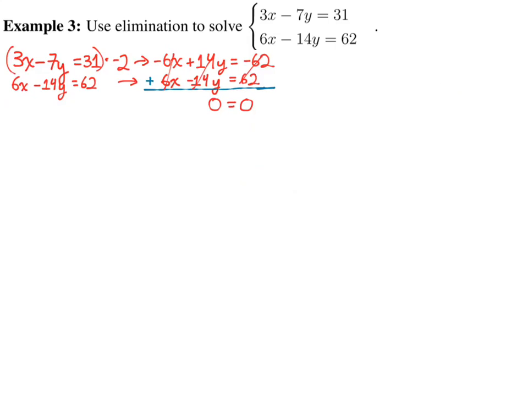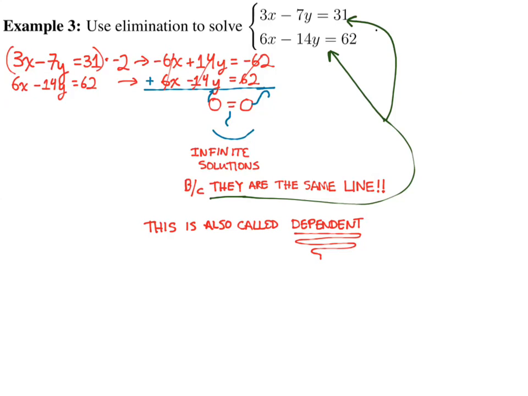And the truth is, if you end up with 0 equals 0, you should be happy. So I'll draw a little happy face. Someone's wearing glasses or something. Because when that happens, that's infinite solutions. That means, boom! So many solutions you can't possibly fathom it. And in fact, that's because they are the same line. I'll speed up a little bit. They are in fact the same line.